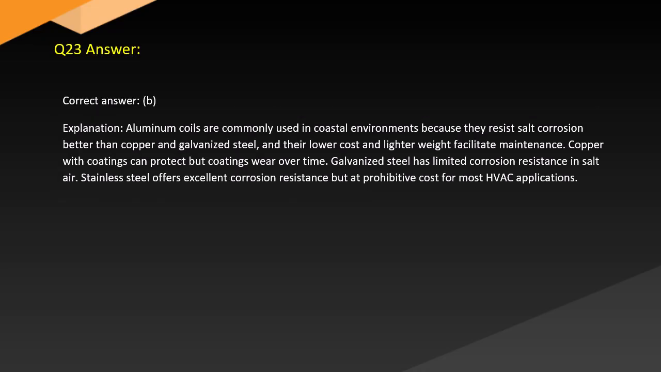Answer. Correct answer B. Explanation. Aluminum coils are commonly used in coastal environments because they resist salt corrosion better than copper and galvanized steel, and their low cost and lighter weight facilitate maintenance. Copper with coatings can protect, but coatings wear over time. Galvanized steel has limited corrosion resistance in salt air. Stainless steel offers excellent corrosion resistance but at prohibitive cost for most HVAC applications.